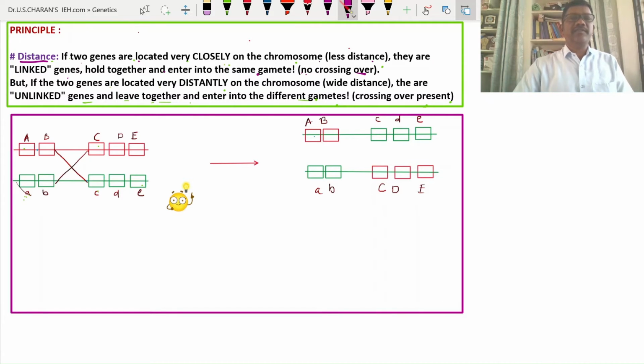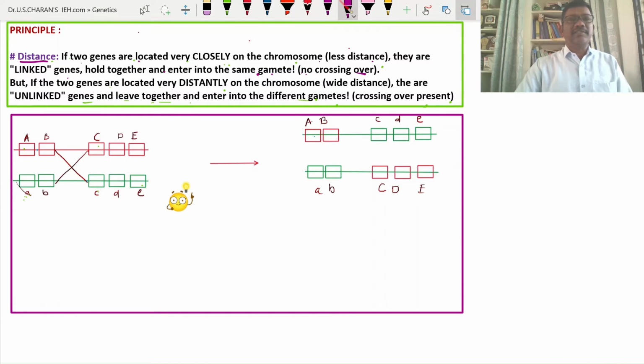So if two genes are located very closely on the chromosome, if the distance is very small, they are linked with each other, holding together and entering into the same gamete without any crossing over. If there is no crossing over, they can form the parental progenies.